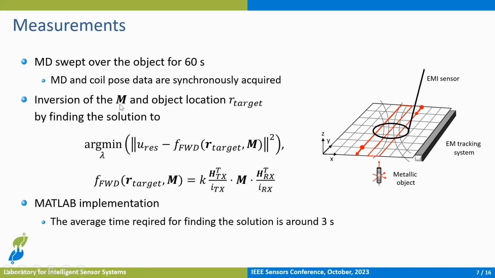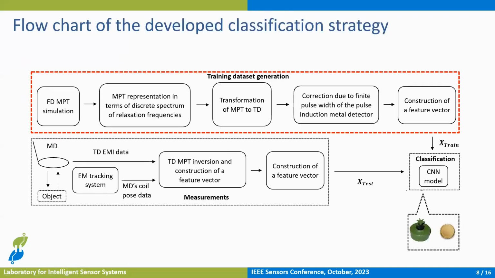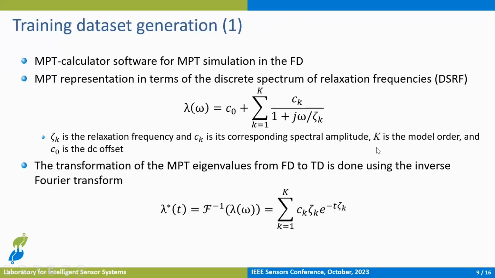The magnetic polarizability tensor M contains object intrinsic features based on which we make classification. Using a MATLAB implementation, the average time to find a solution is about 3 seconds. So let's say something about how the training dataset is generated.